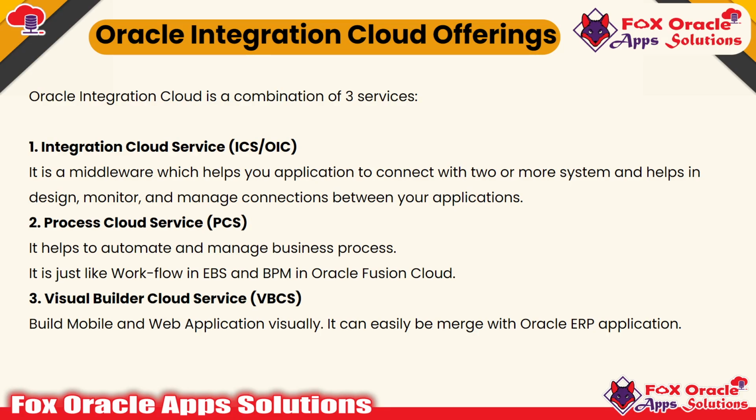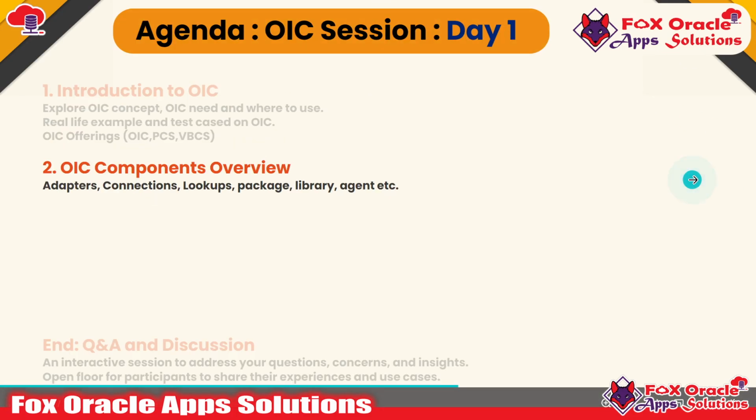And the third and most important one is Visual Builder Cloud Services, known as VBCS. Using VBCS, we can create multiple applications, and those web pages can easily be migrated or merged with Oracle Fusion applications. Oracle VBCS is not limited to web applications; you can also create mobile applications, so that your Fusion applications can be handled using mobile only. So that is the kind of thing offered by Oracle.